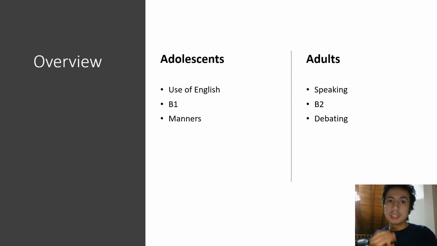Alright, so this is the overview of the two lesson plans. For adolescents, we're going to focus on use of English. This is a community that's B1 according to the CEFR, and the topic is going to be manners. Now for adults, this is going to have a focus on speaking. This is a community that has a B2 level according to the CEFR, and the topic is going to be debating.